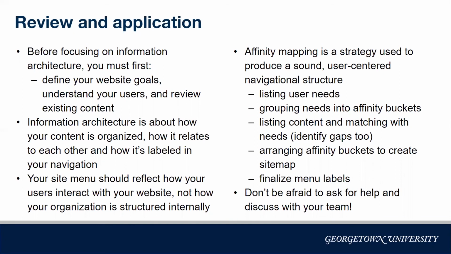To go over the steps of how an affinity mapping exercise is conducted, the first step would be to list your user's needs, then group those needs into affinity buckets, list the content on your site and match the content with your user's needs, then arrange your affinity buckets to create a sitemap, and finally add menu labels and page titles. Another thing to know is to not be afraid to ask for help and discuss all of this information with your team. Affinity mapping really benefits from a bunch of different perspectives, so don't be afraid to talk with your team and ask for help when going about this exercise.